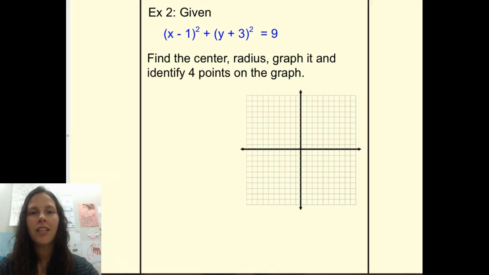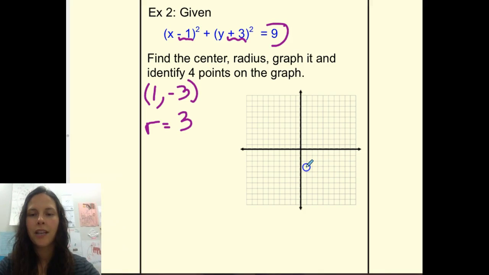Example 2, we're given the equation and we need to identify the center. So we take that value that is with the x, make it opposite. Take the value that's with the y, make it opposite. That gives us the center of our circle. To identify the radius, we take the square root of the value that our equation is equal to. Square root of 9 is 3.